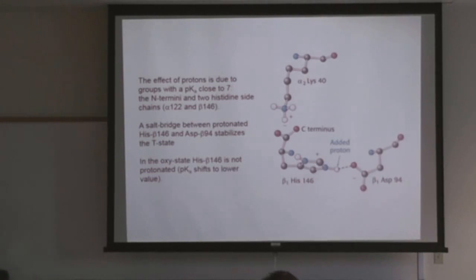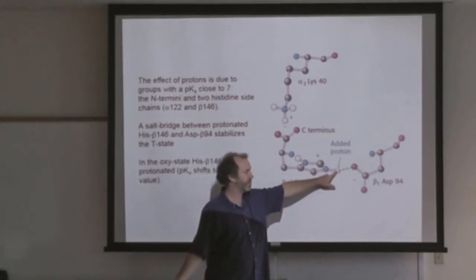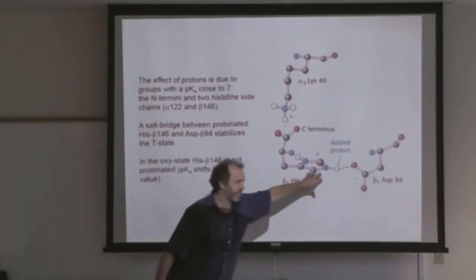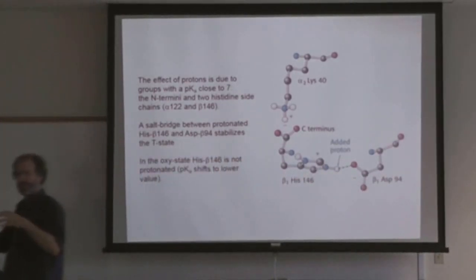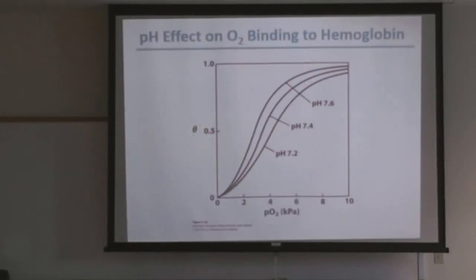So the T state, is that higher affinity for oxygen or lower affinity for oxygen? T state's got lower affinity for oxygen. Right, yeah, the tense state. Exactly. So that's what happens with increased protons in solution. It's going to protonate the histidine, causing a salt bridge, and then you're going to have an increased T state of the hemoglobin. And this is what the saturation curves look like for hemoglobin at different pHs.